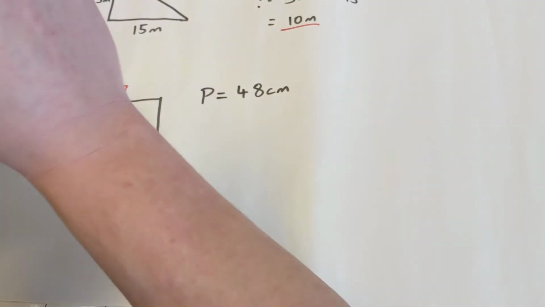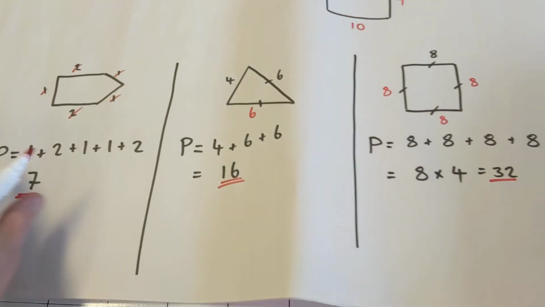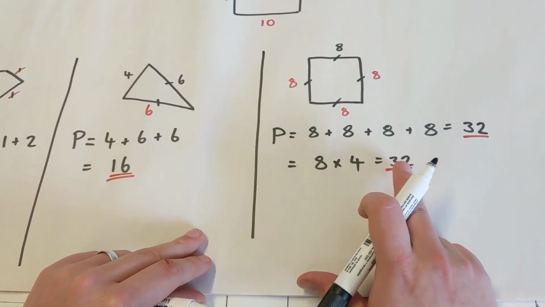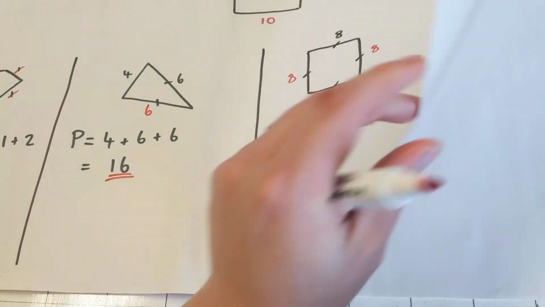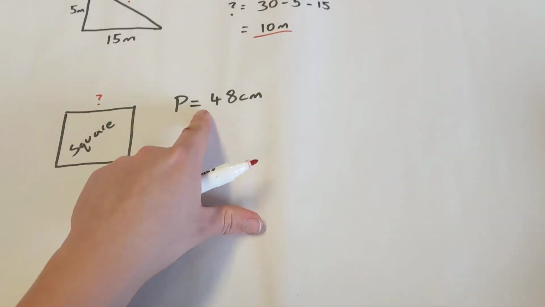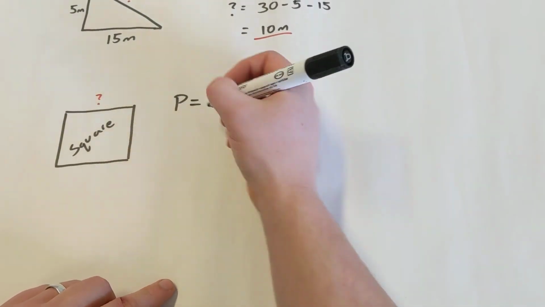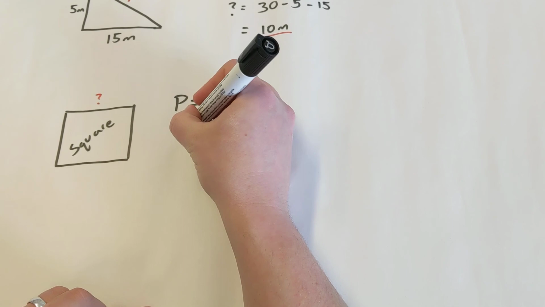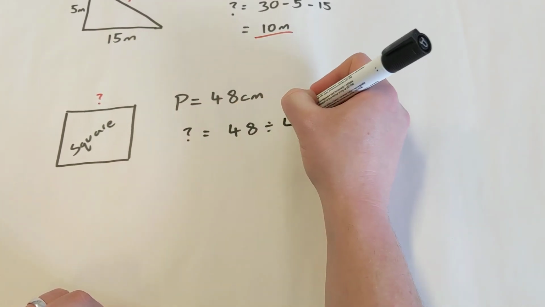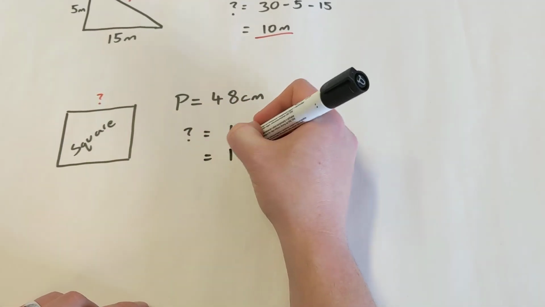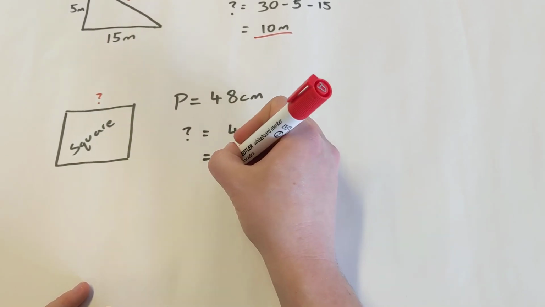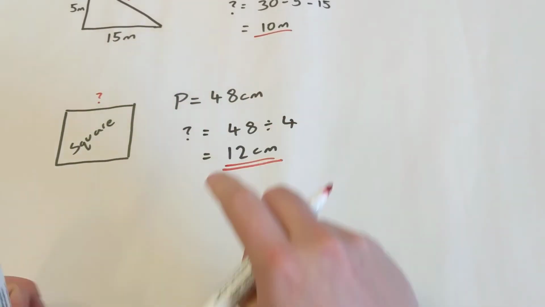Well, remember back to the one we did here. For the square, we did one side and we times it by 4 to get the perimeter. Well, we can do the opposite here, because if I know all the sides added together give 48, to work out one side of it, I can do 48 divided by 4, and that tells me then that each side of this has to be 12 centimeters. Because if I have 4 12s, they add up to 48.